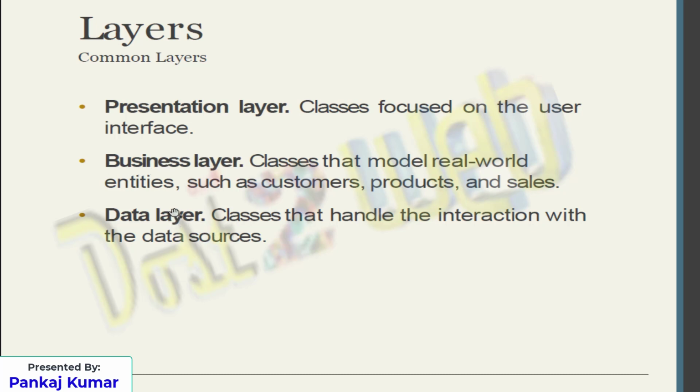Then the third one, the data layer. What happens in the data layer? Now you have the UI, and you have the real world entities. Both will interact through the UI. When the interaction happens, obviously you require some data, some source. So the third layer is the data layer. Whatever classes you use will handle the interaction with data sources, whatever data source you are going to use.